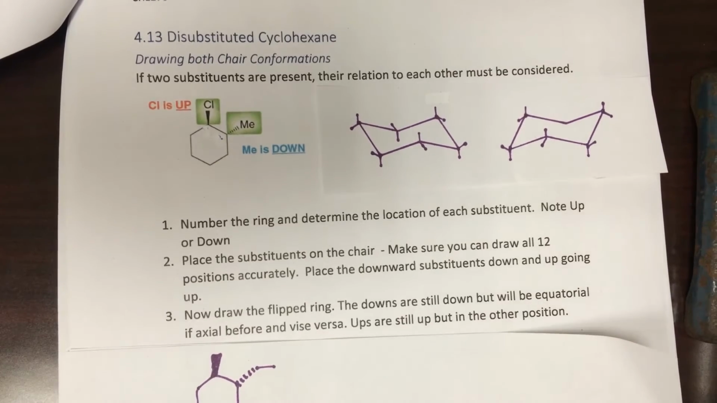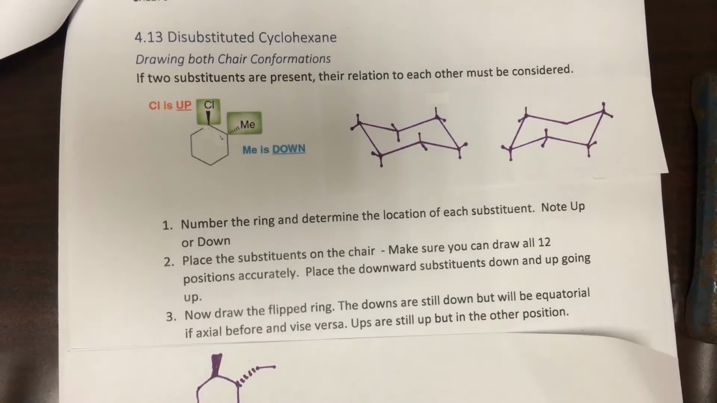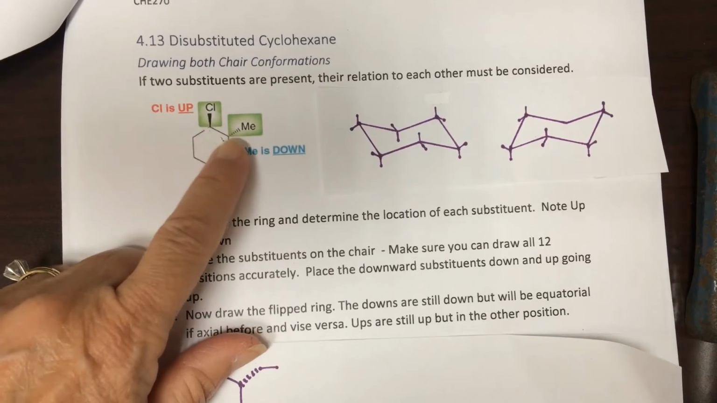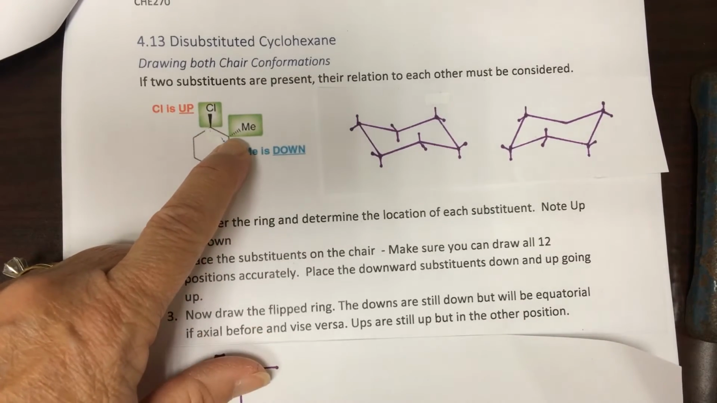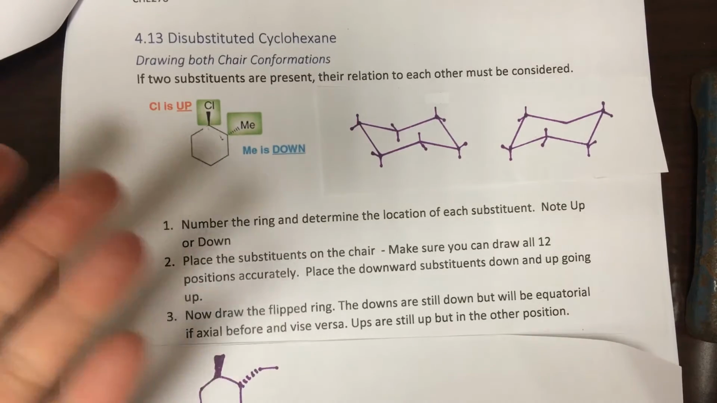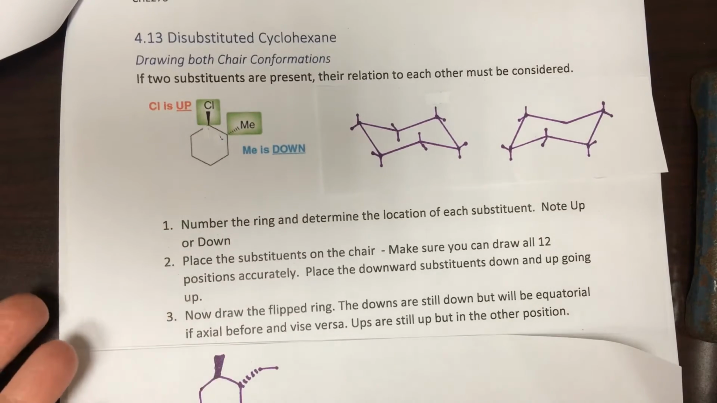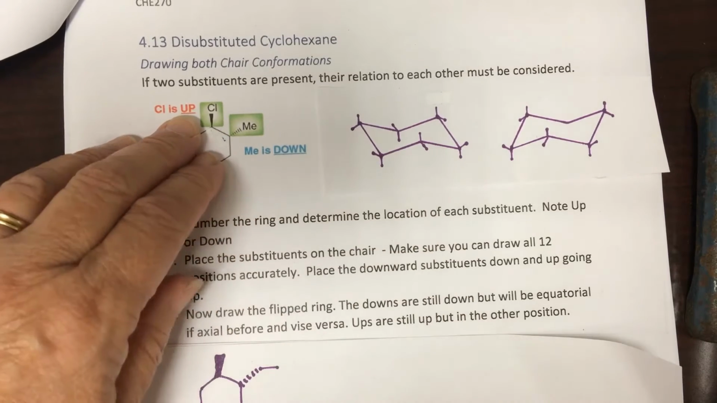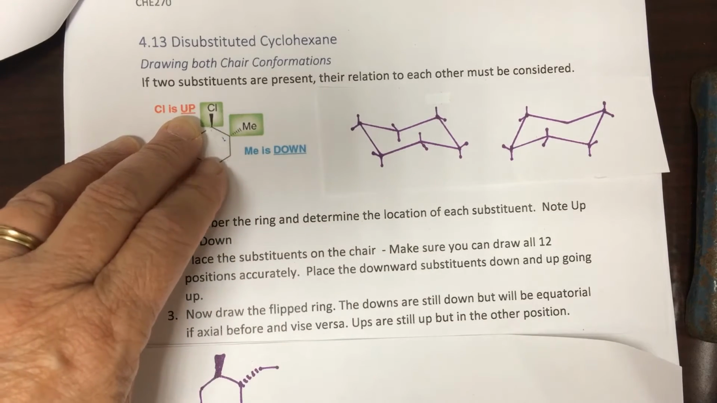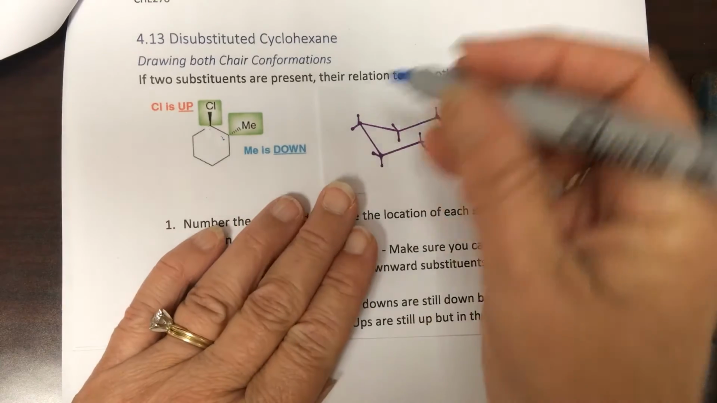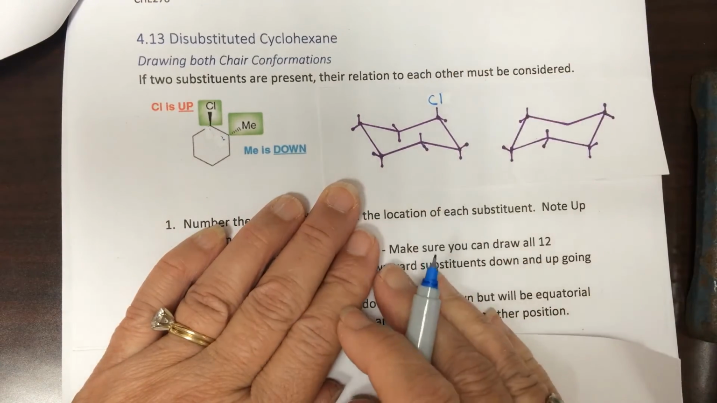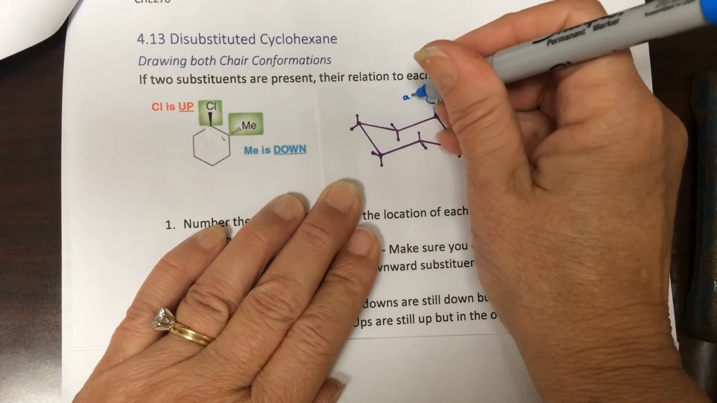Here we have a cyclohexane that has two substituents. It has a chlorine in the up position and a methyl in the down position. And we want to put these on our chair diagrams. So the first one's pretty simple. We just want to make sure that the chlorine is put on an up position. And I'm going to pick right here to put it. The chlorine is up and axial.